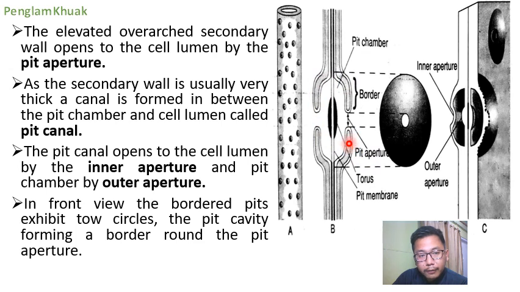Pit apertures are formed, and as the secondary wall is usually very thick, a canal is formed in between the pit chamber and the cell lumen, called the pit canal. The pit canal will be formed here. Different types of substances can flow from one cell to another, and the pit canal opens to the cell lumen by the inner aperture. Through the inner aperture some substances can pass, and through the outer aperture as well. And in front view, the border pits exhibit two circles, the pit cavity forming a border around the pit aperture.